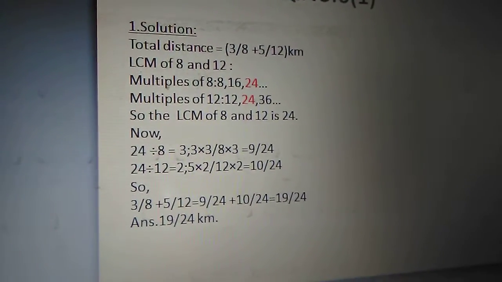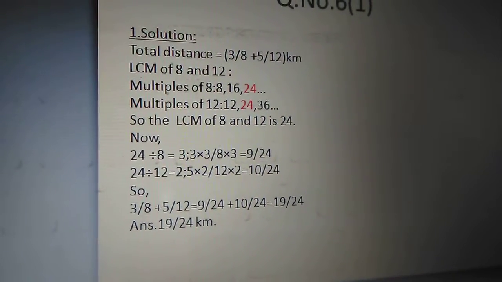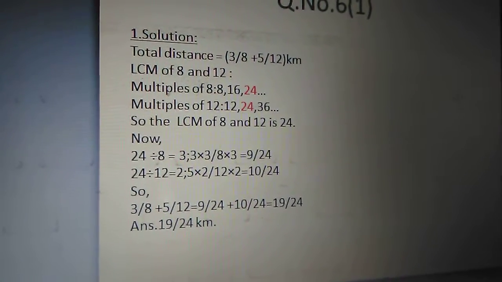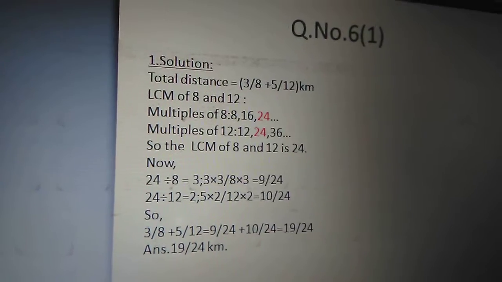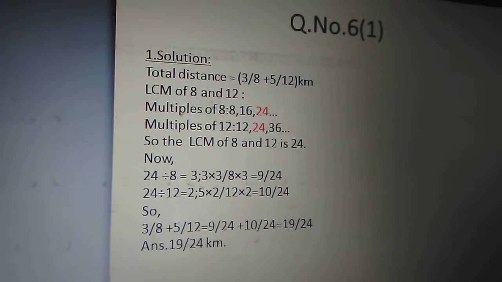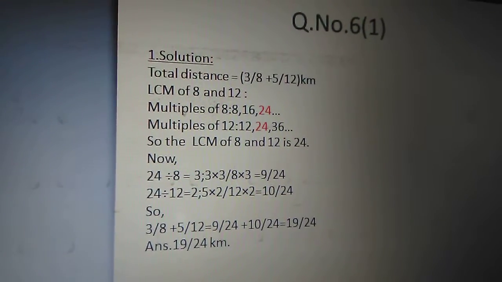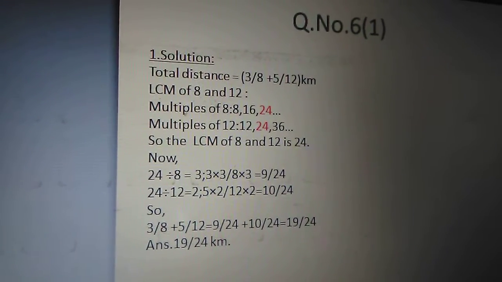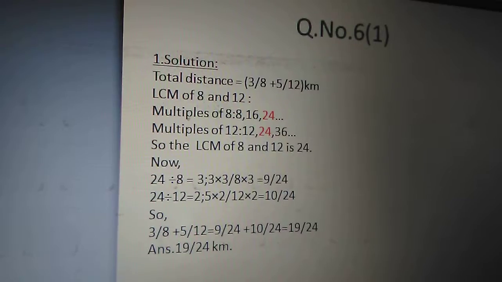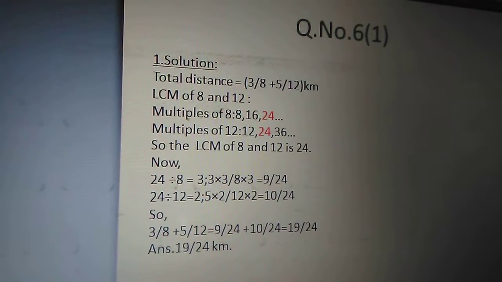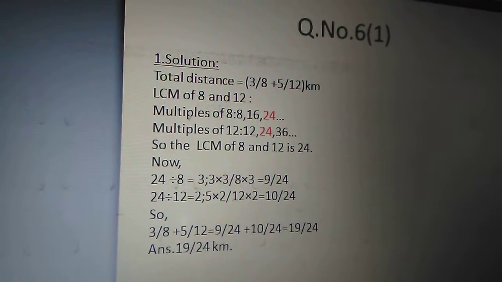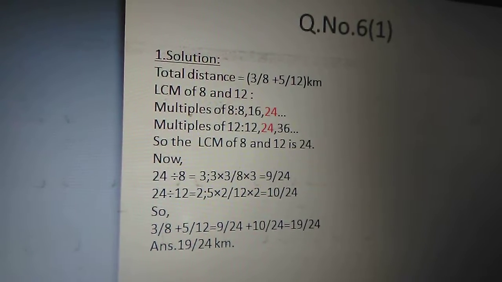The total distance: I told you the distance from Mitu's house to school and the distance from Shobu's house to school. This is 3/8 kilometer and 5/12 kilometer. So we have to add these. At first we find out the LCM of 8 and 12. I will show you how to do the addition in that way.